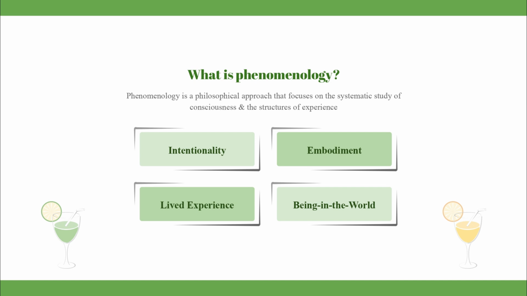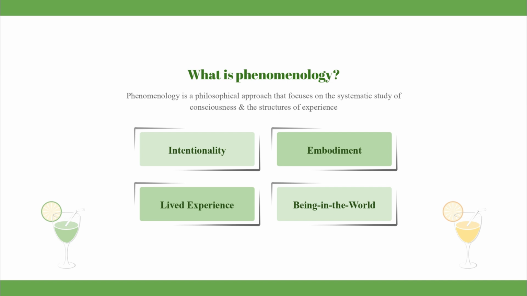Consciousness is always directed towards something. Embodiment: phenomenology highlights the role of the body in shaping our experiences and perceptions. Lived experience: seeks to explore the qualitative aspect of experience, including emotions, perceptions, and aesthetic experiences. Being in the world: emphasizing our pragmatic and action-oriented relationship with our environment.